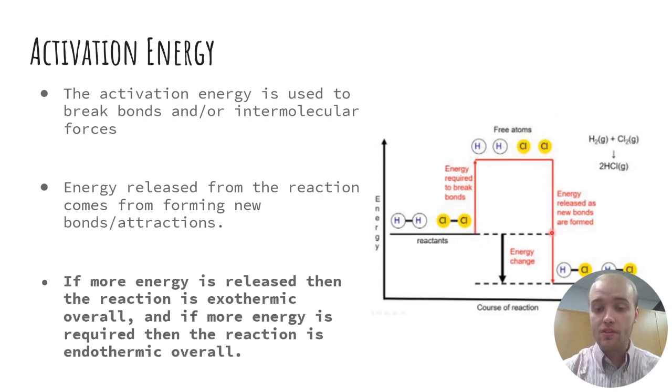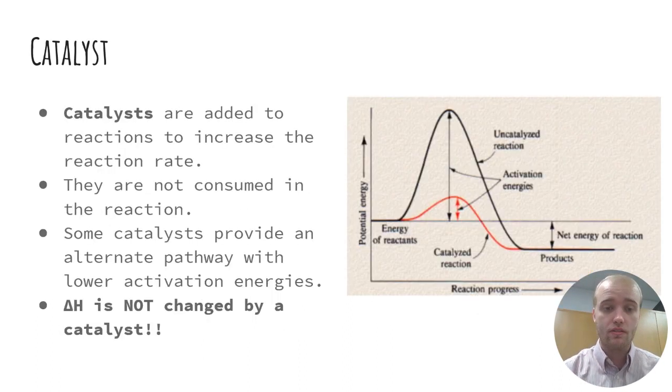Once they're free atoms and they come back together to form new products, it releases energy. And if you release more energy than it took to break the bonds, you're overall an exothermic reaction. If you have to put in more energy to break the bonds than you release to form products, then what you have is an endothermic reaction. And that's what these types of diagrams are just trying to show.